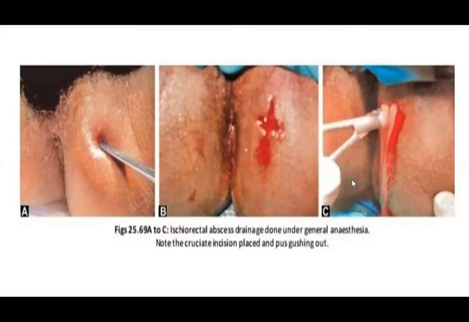So this is a diagram showing abscess drainage in a patient with anorectal abscess. The abscess is drained using a cruciate incision done on the abscess and then drained subsequently.